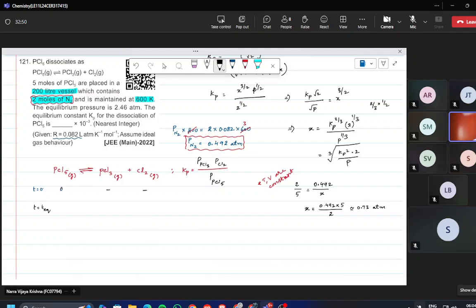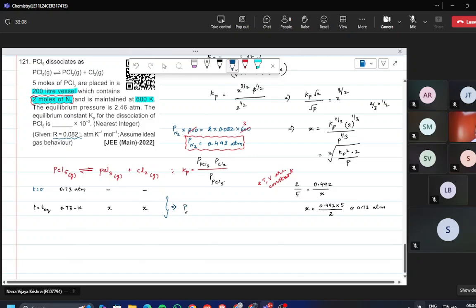So initially, what is the pressure of PCl5? 0.73. Final pressure, can I write 0.73 minus x? Then this is x, this is x. The sum of all this is equal to P equilibrium. Now, what is P equilibrium equal to? 0.73 plus x. This must be equal to 2.46 minus 0.492.